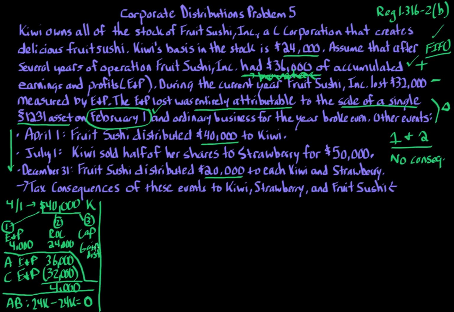Finally, capital gain distributions, whatever is left over. So 40 minus 4 minus 24. So 4 plus 24 is 28. So that means 40 minus 28 is going to be 12,000. 12,000 capital gain distribution. And that's the tax consequences for April 1st. The $40,000 distribution to Kiwi is going to be 4,000 EMP, so that's a dividend, 24,000 return of capital, which is not taxed, but it does reduce the basis down to 0, and then capital gain distribution is 12,000.